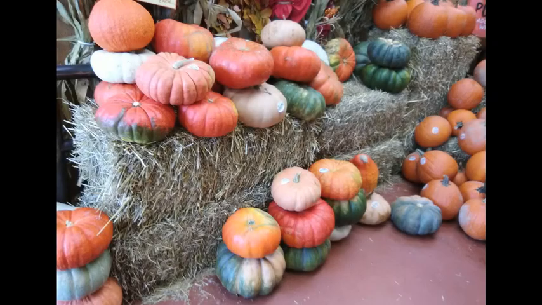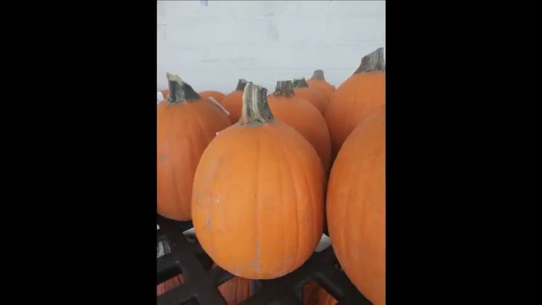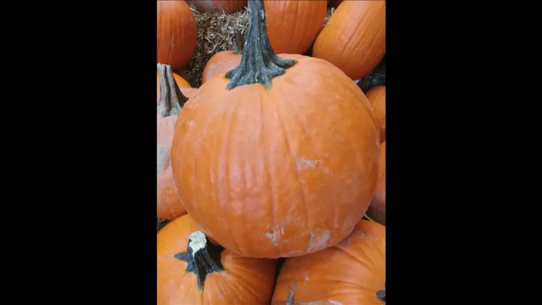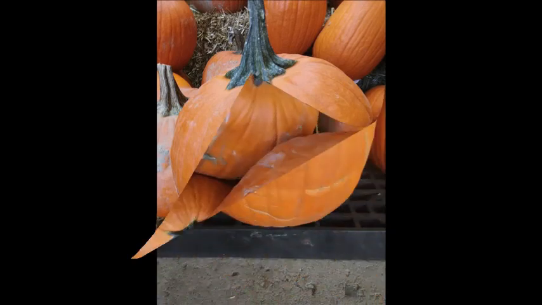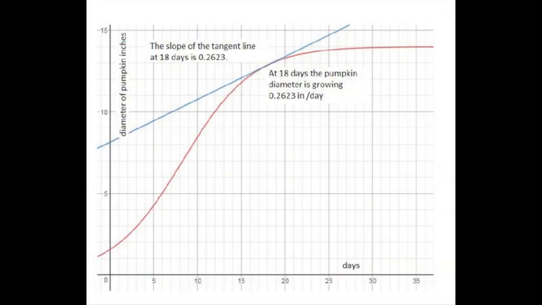If you made a function that tracked the size of the pumpkin, say the diameter of the pumpkin versus time, measuring it as days went by, the pumpkin starts off very small. The next couple days, the diameter is a little bit bigger. The next couple days, the diameter is even bigger. The derivative would be the rate at which the diameter is increasing per day, so it would be inches per day if you were measuring the diameter in inches.